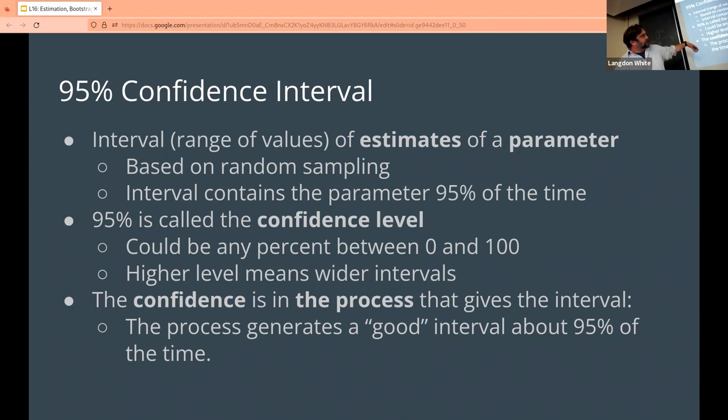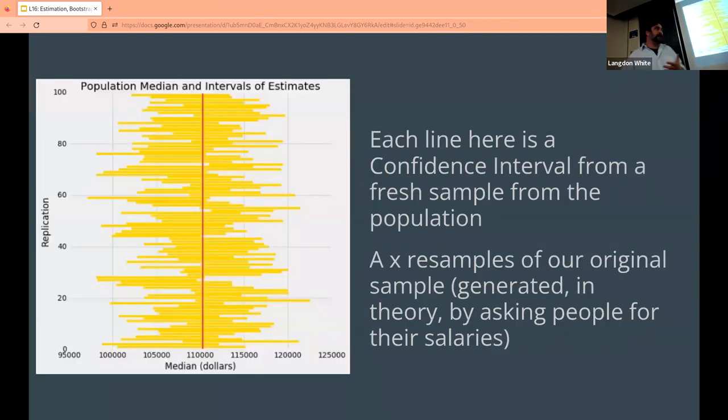What was I going to say? And so the confidence is in the process that gives the interval. And so it generates a good interval about 95% of the time. I think this personally is super confusing, so I think this picture helps a lot.